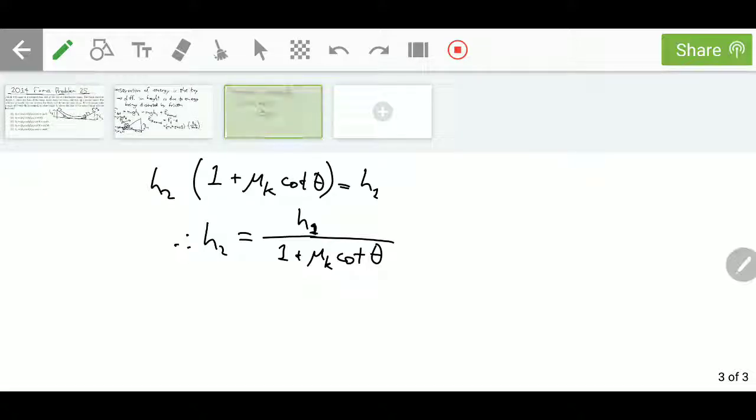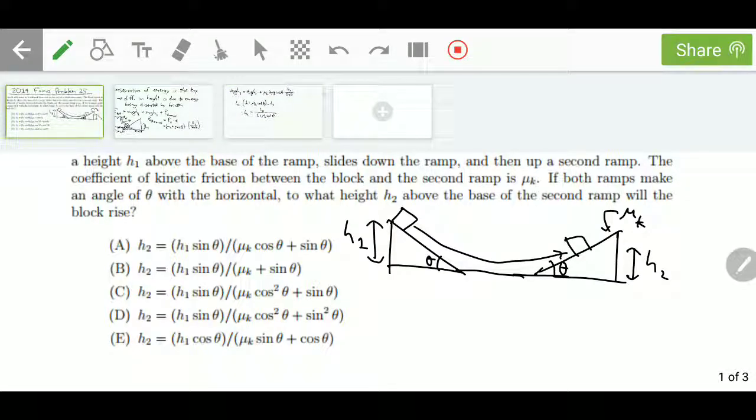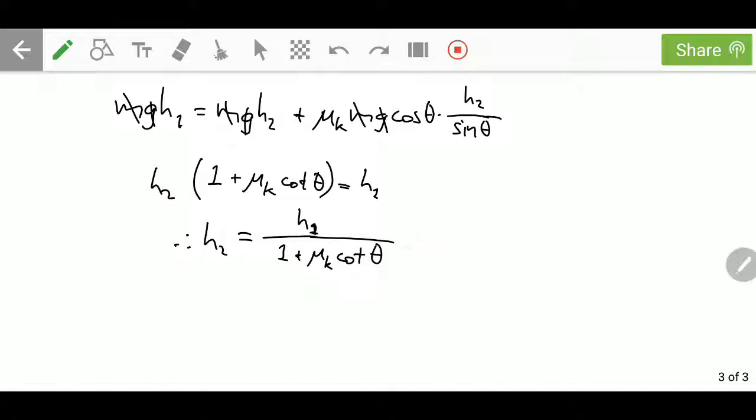Now going back to the options, we see that everything is written in terms of sines and cosines. So no matter, we can just multiply numerator and denominator by sine theta. It'll give us h1 sine theta over mu k cosine theta plus sine theta.